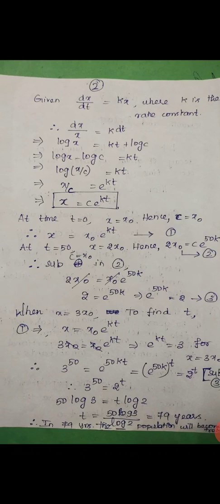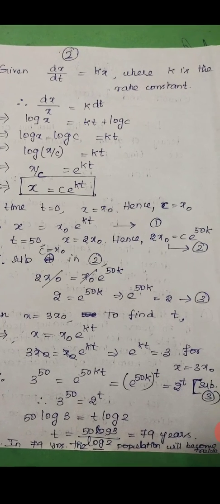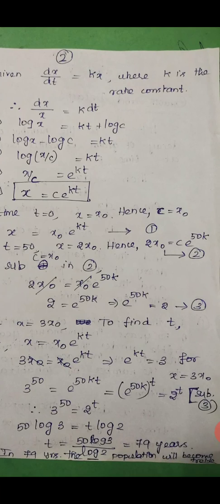We get 2 into x naught is equal to x naught into e power 50k. The x naught cancels, and we get 2 is equal to e power 50k, which implies e power 50k equal to 2. This is equation number 3.